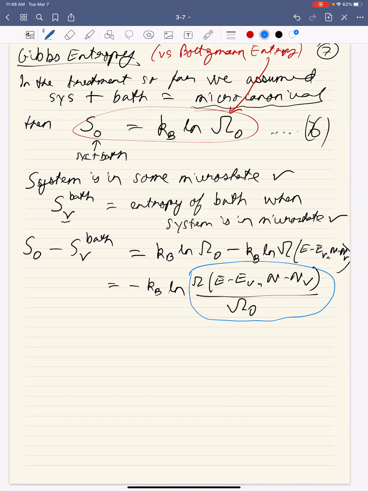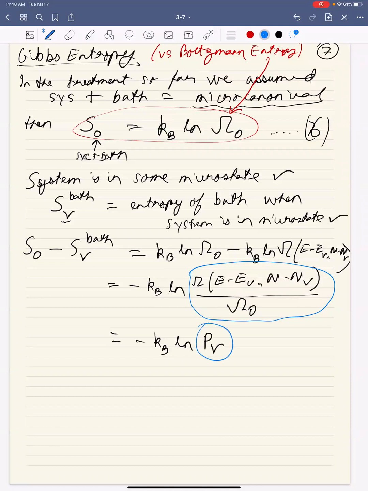Have we seen this thing before? Omega of E minus E nu, N minus N nu divided by omega naught is the probability of the microstate. That's how we derived the canonical ensemble, right? We counted how many states this bath can be in and divided by the total number of states. So this thing is minus KB ln P nu, because all of this is simply the probability of that microstate, okay?